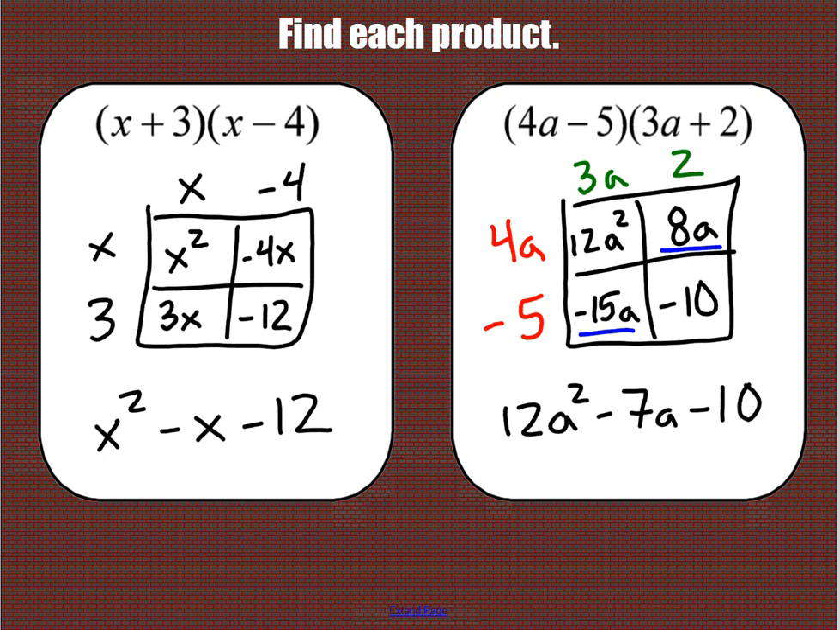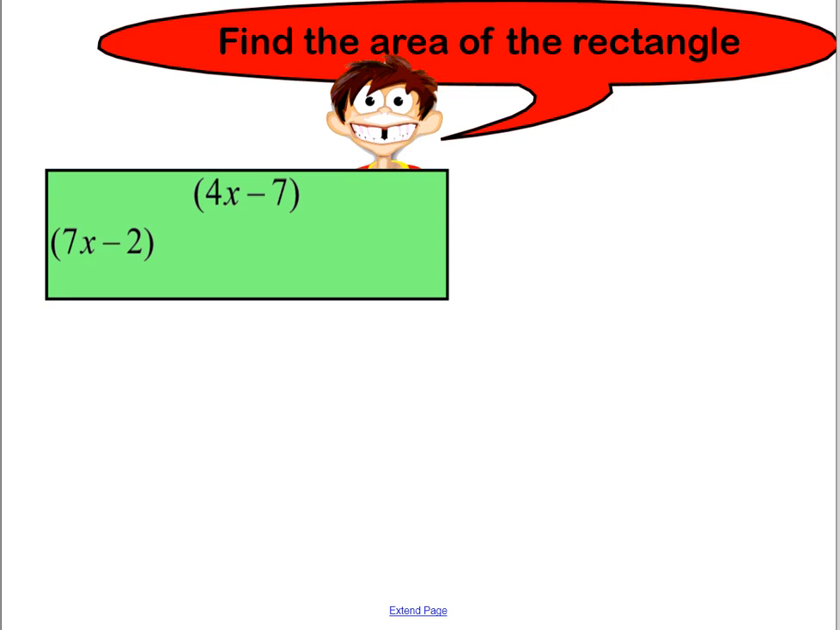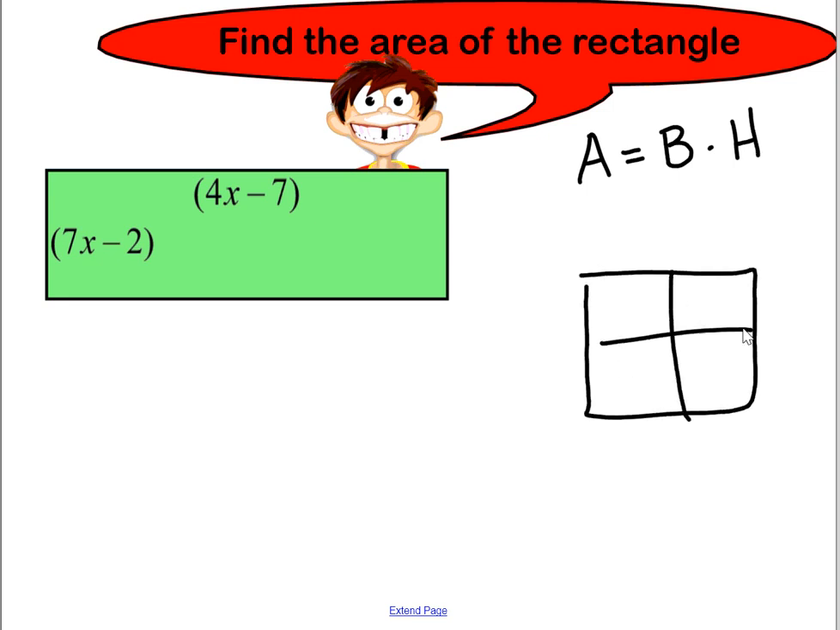Let's apply this to a geometry example. It says find the area of the rectangle. So remember, area equals the base times the height. So I have to multiply my base times my height, which both of these are binomials, so I'm going to make a 2 by 2 box there. My base in this case is 4x minus 7, and my height is 7x minus 2.